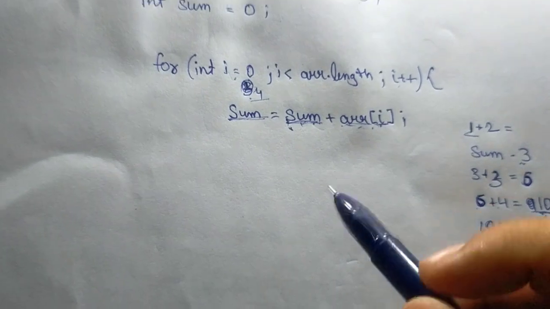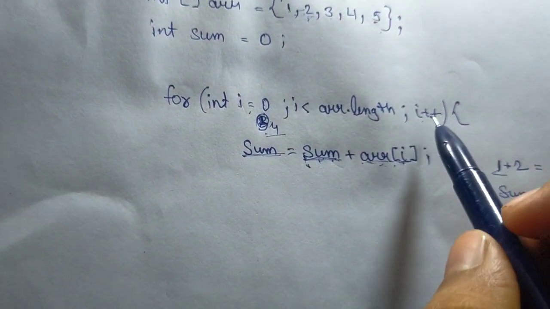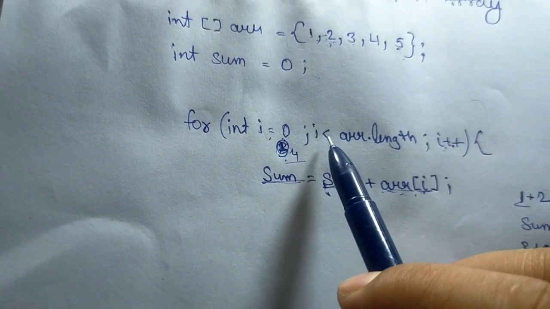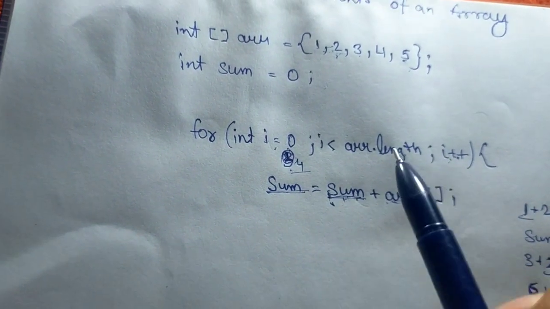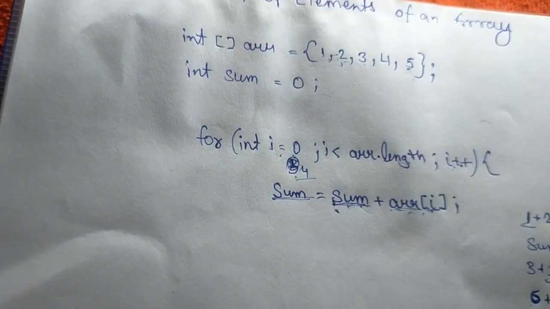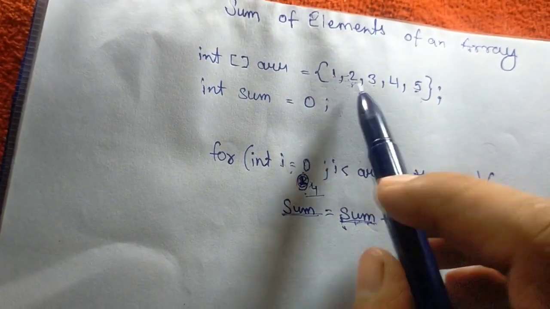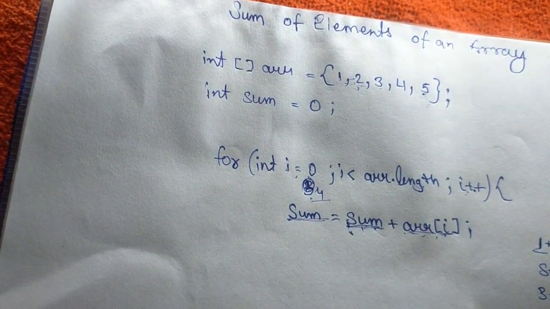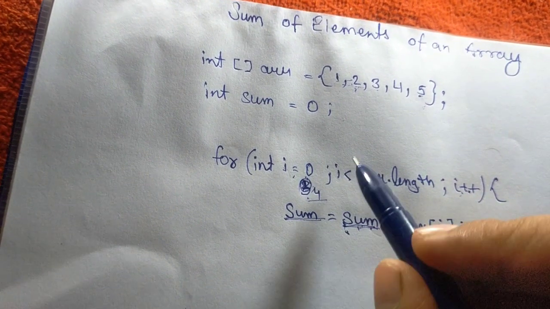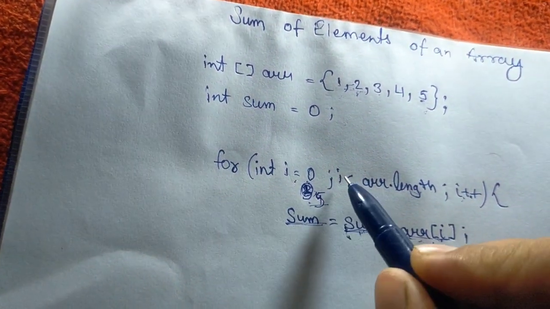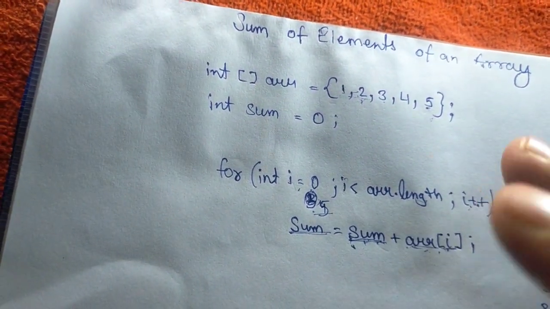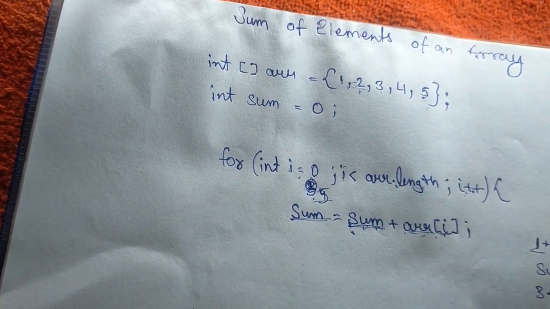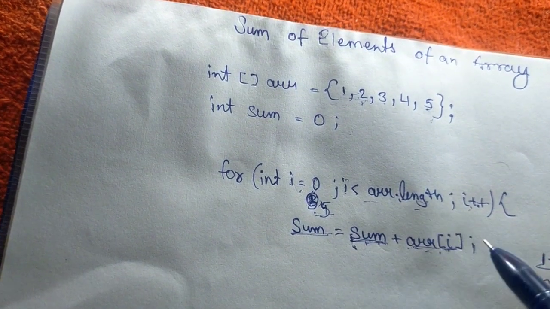Okay, after that it will again increase by 1. Now it will become 5. Is 5 less than array.length? No, because it is equal to array.length, which is 5. So this loop condition will become false and it will go outside the loop.